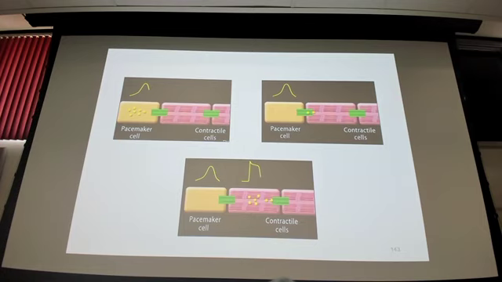So this is what you would call a very simplified representation of the propagation of an action potential. So pacemaker cell, where's that going to be? The SA node, right?